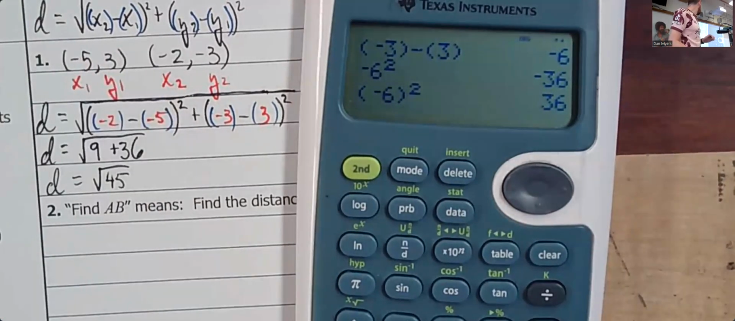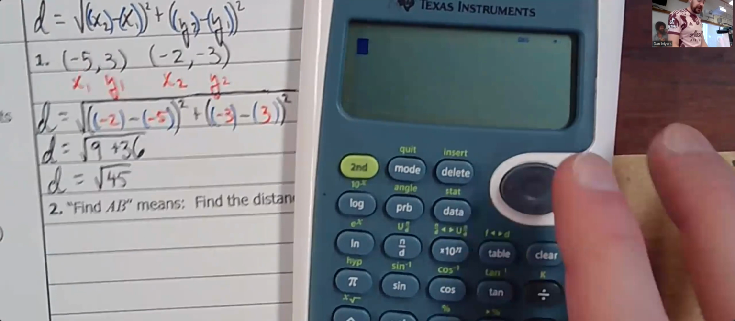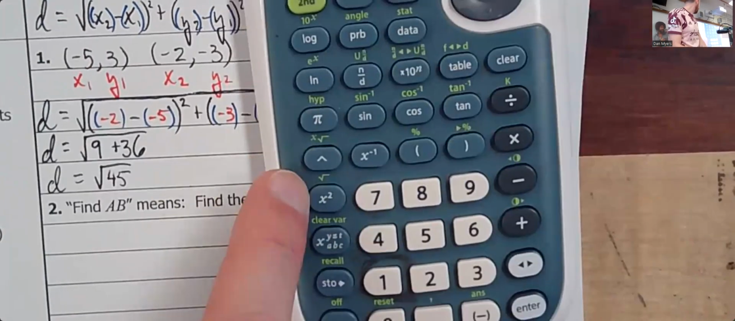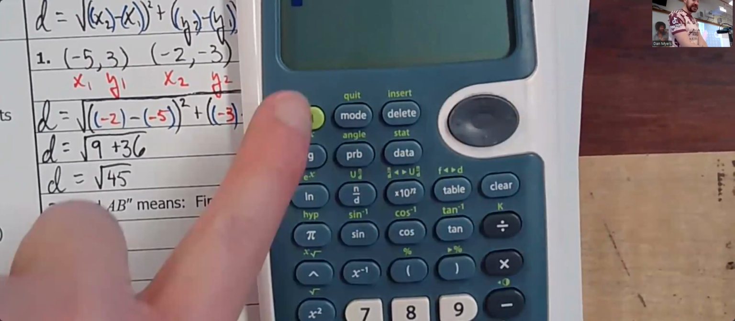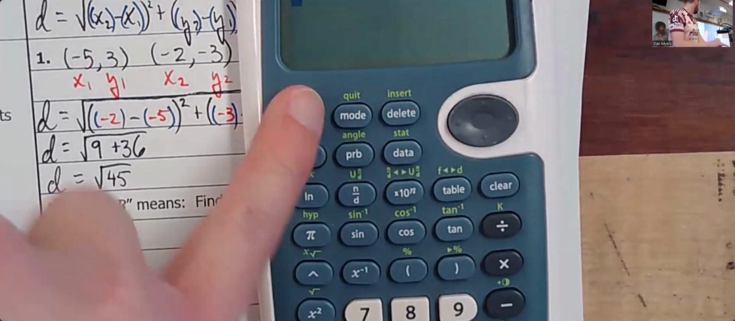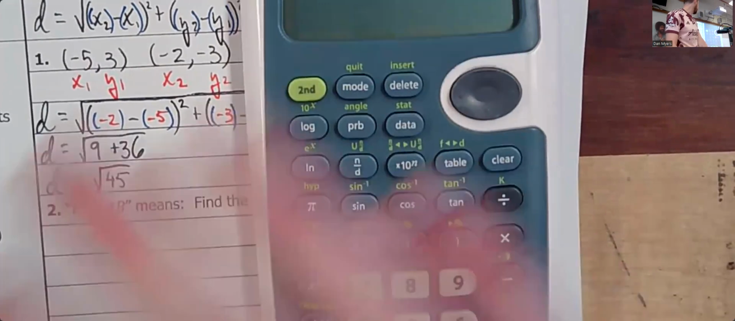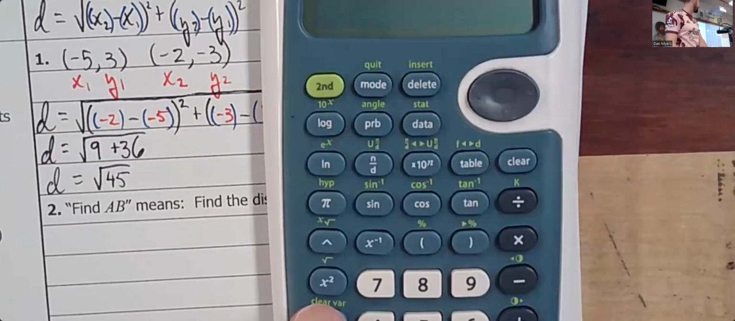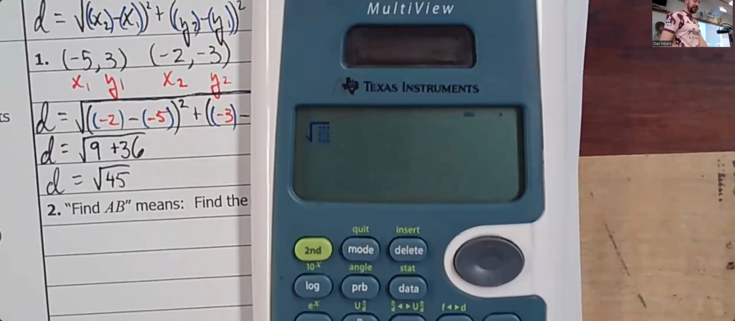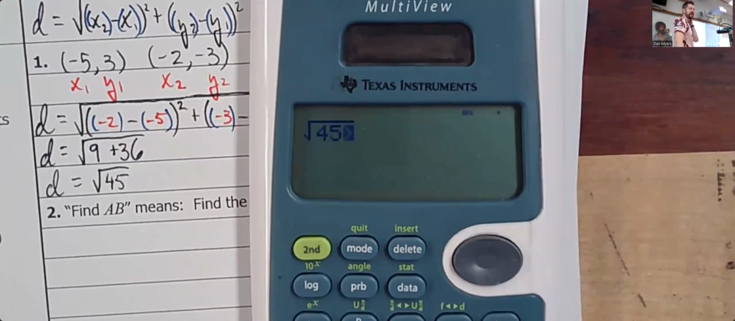Now, the square root button on your calculator is the green one above x squared. So to get to that, in case you don't know, you're going to push the button that says second, the green button up at the top left, then push x squared, and that will open up your square root. So green button, second, followed by x squared, which is next to 7. And then type in 45 for me real quick and hit enter. And then what does your calculator say?